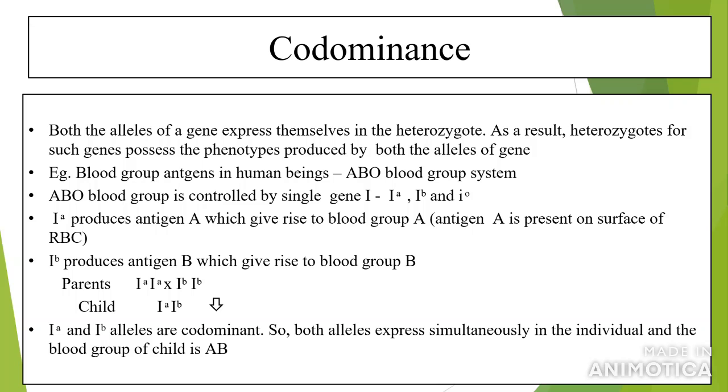ABO blood group is controlled by the single gene IA, IB and IO. IA produces antigen A, which gives rise to blood group A. Antigen A is present on the surface of RBC. IB produces antigen B, which gives rise to blood group B. Parent IA and IB alleles are codominant, so both the alleles express simultaneously in the individual, and the blood group of child is AB.